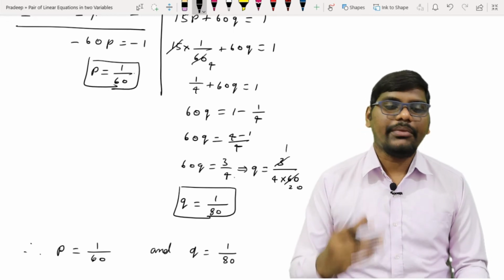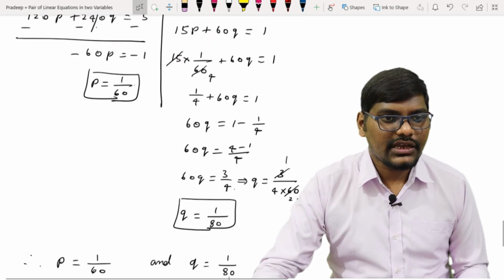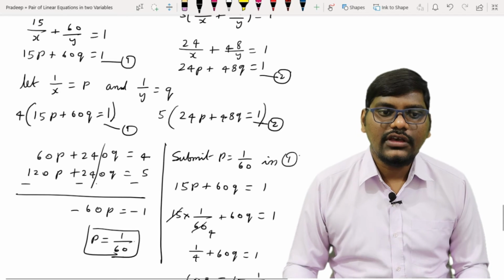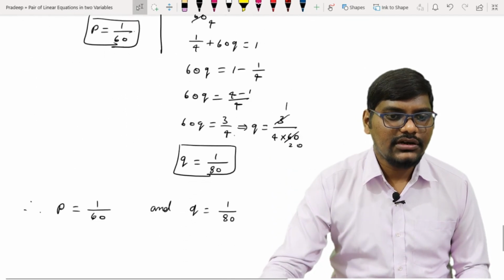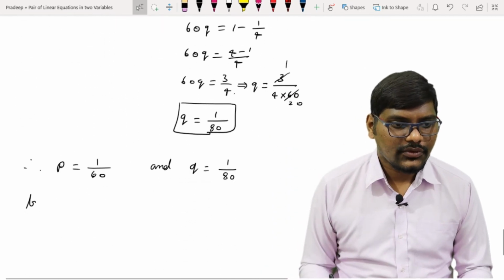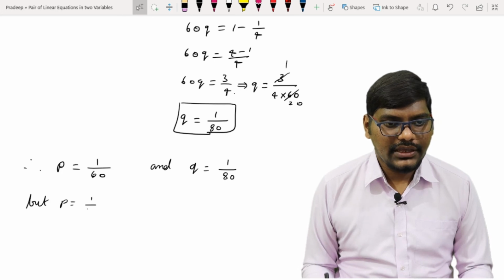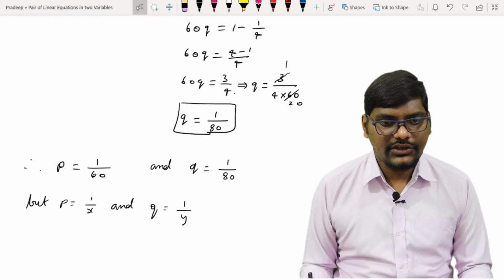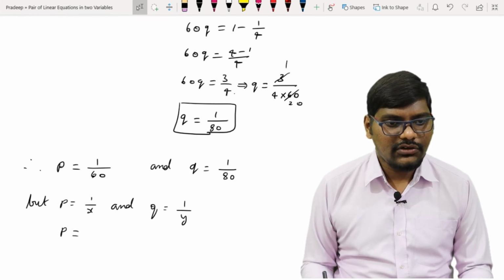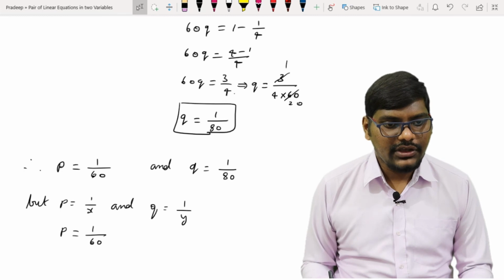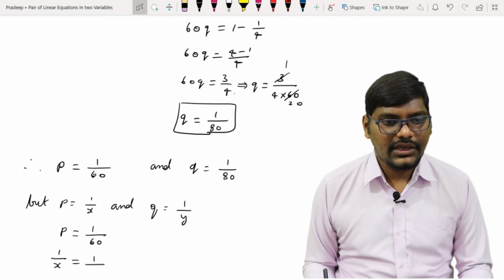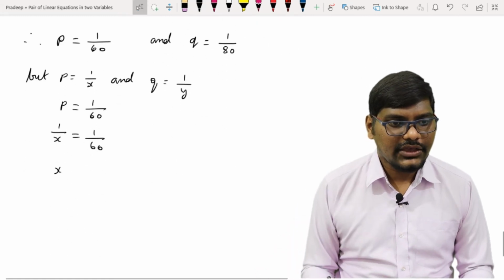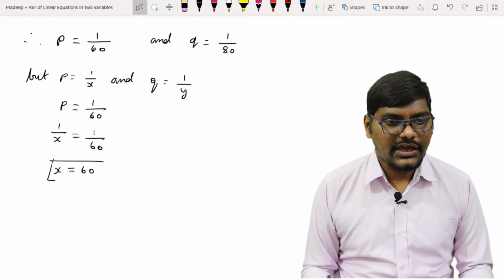But actually what are the p and q values that we have taken above? P is actually 1 by x and q is 1 by y. So we'll write the same here: p is equal to 1 by x and q is equal to 1 by y. So we'll substitute the same. P equal to 1 by 60. P value is 1 by x equal to 1 by 60. So we'll just cross multiply, so that we'll be getting x is equal to 60 as the x value.